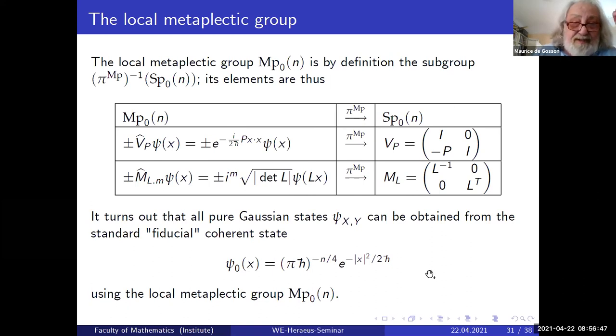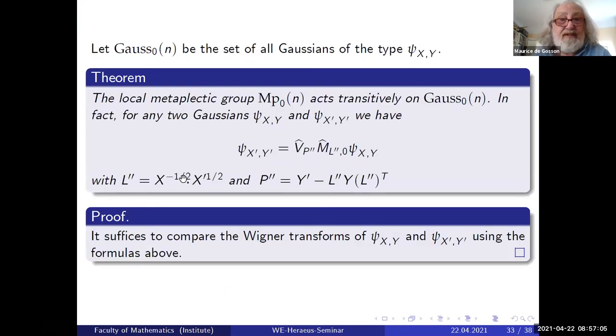So this is important, and this has developments in the chalkboard motions of Gaussians. If you take a totally arbitrary Gaussian, psi xy, you can obtain it from the standard Gaussian here using only elements from the local metaplectic group. And the local metaplectic group MP naught N acts transitively on the set of all centered Gaussians. In fact, two Gaussians, psi xy and psi x prime y prime, are related by this formula here, where L double prime and P double prime are easily calculated, and so on and so on.